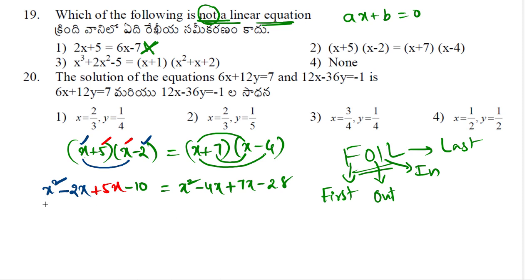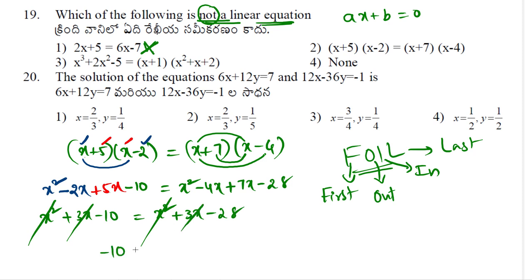Here if you observe, x square plus 5x minus 2x means plus 3x, then minus 10, which is equal to x square minus 4x plus 7x means that will be plus 3x, then minus 28. Here x square and minus x square get cancelled, 3x and minus 3x get cancelled, so negative 10 equal to negative 28. This is what we will get. This is clearly not a true statement as well as not a linear equation. So option 2 is the correct answer for the 19th question.